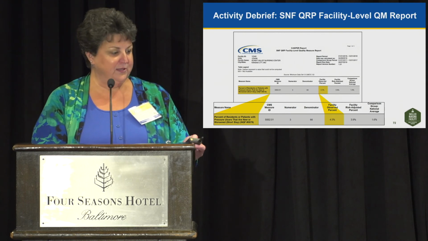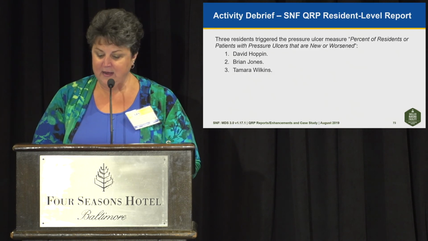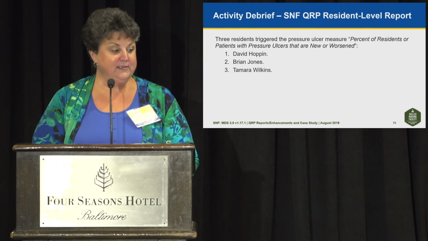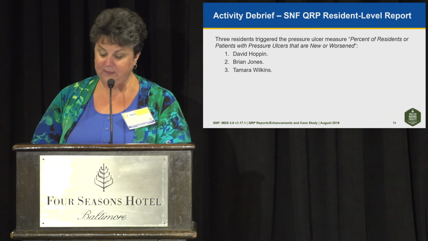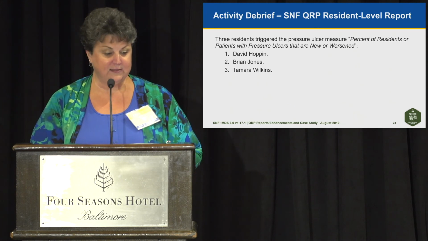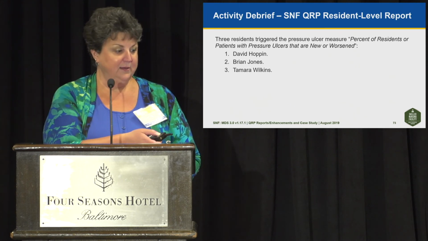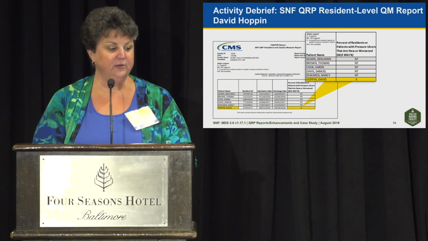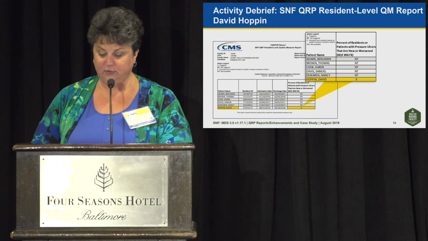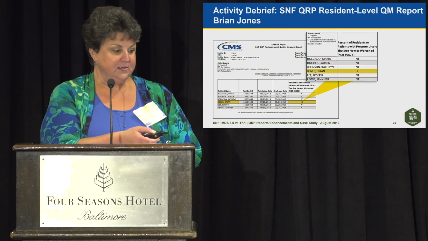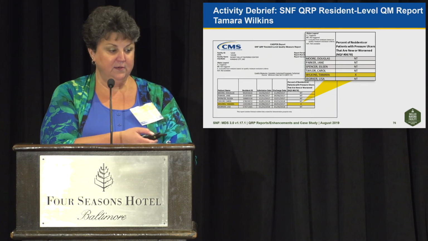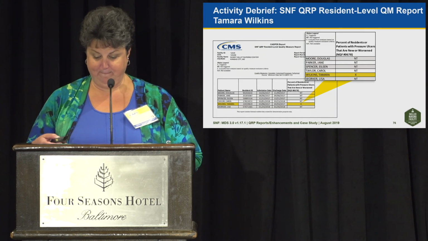All right, and then we wanted you to find the 3 residents that were included in the numerator, and they are David Hoppin, Brian Jones, and Tamara Wilkins. And these have the X alongside them. And you'll see that in our sample there on the next slide. Remember, NT not triggered, X is triggered, E is excluded. So, and there's Mr. Jones, and there's Ms. Wilkins.